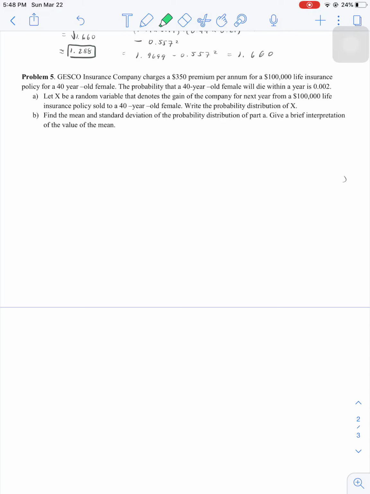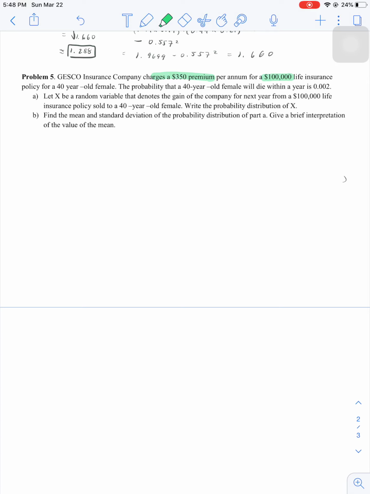So in this problem, we have an imaginary insurance company, and they're selling this 40-year-old woman, the customer, a life insurance policy. A little primer on how a life insurance policy works. The customer will pay the company this premium, so our insurance company will receive $350 from the customer, and if the customer dies within the next year, then the company has to pay out $100,000 to the customer's beneficiaries. If the customer does not die, then the company doesn't have to pay out anything.